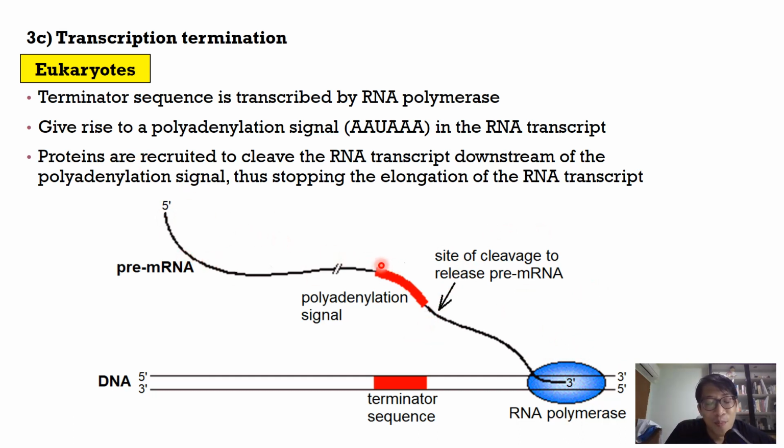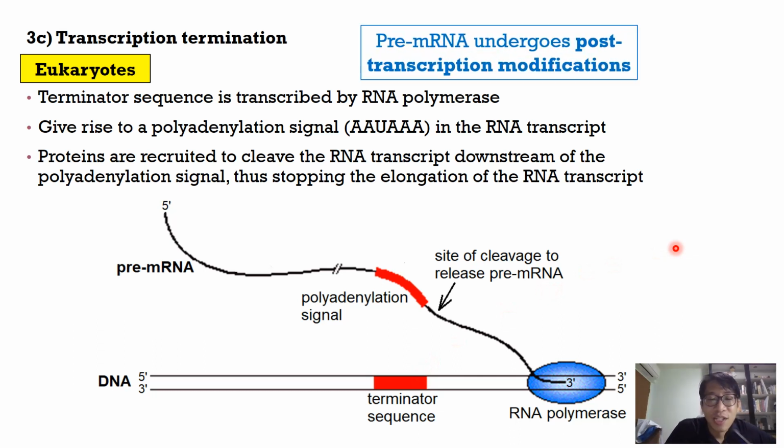All right, due to the presence of this AAUAA polyadenylation signal in the mRNA. And this polyadenylation signal comes about because of a corresponding complementary sequence found in the terminator sequence. Okay, so this pre-mRNA, as we mentioned earlier, goes on to undergo post-transcriptional modifications, which we will look at in the next lesson.